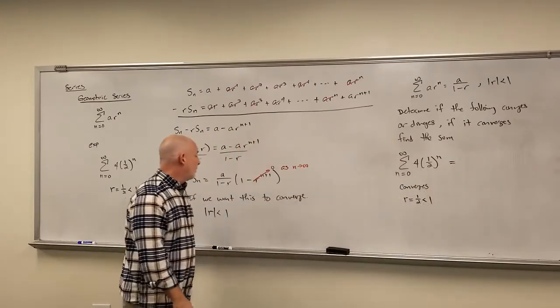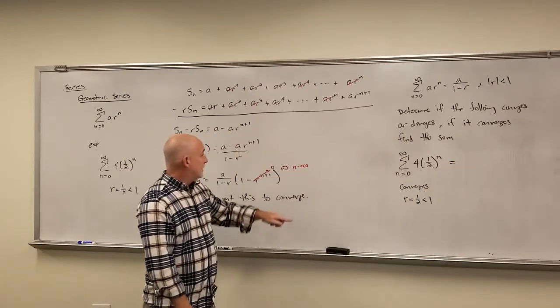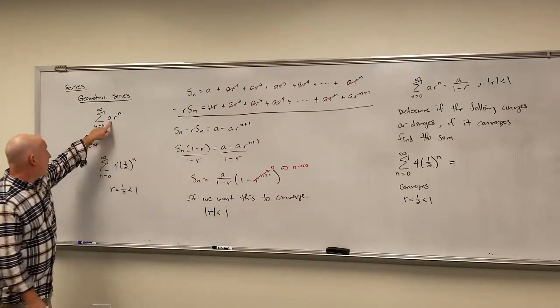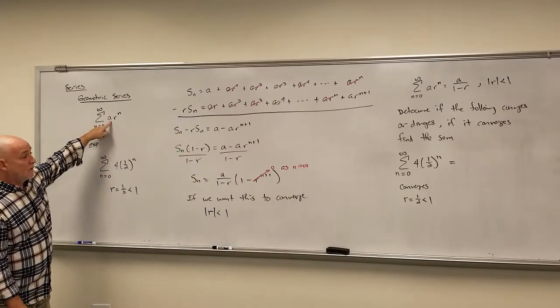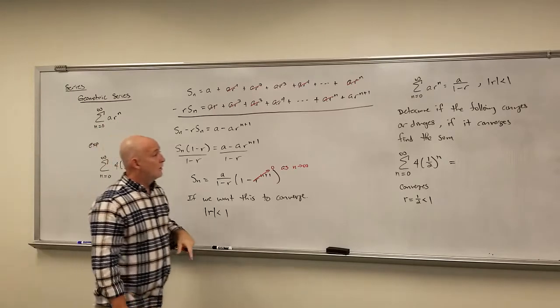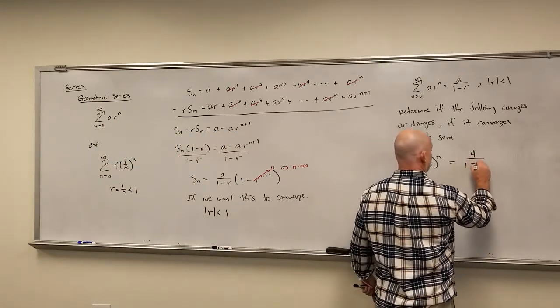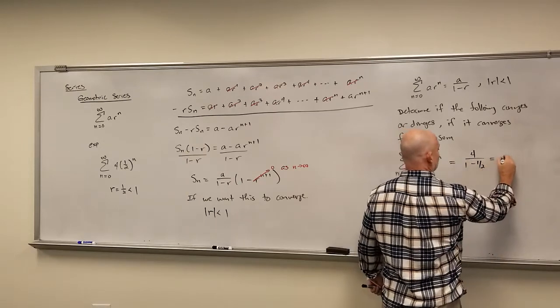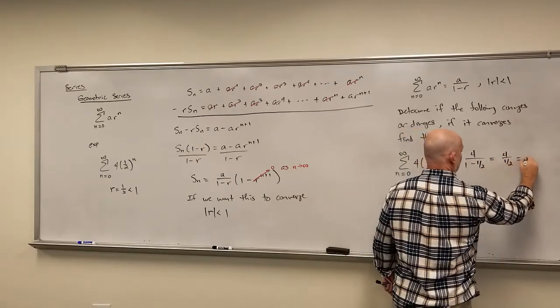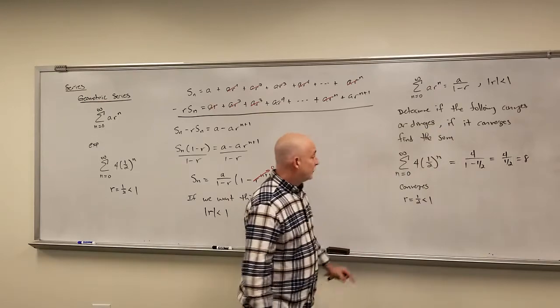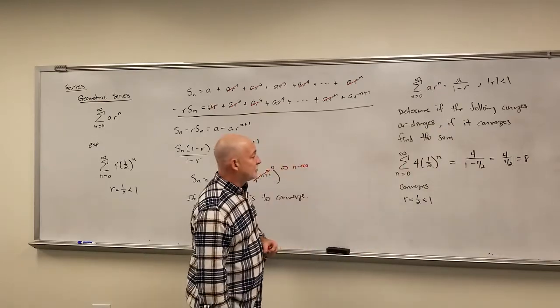Well, we have our formula. It's up there. A, according to this, I'm going to point over here. A is the number in front of the thing to the power. R is the thing to the power. So this is A over 1 minus R. So this is 4 over 1/2, which is 8. So this sum actually adds up to 8.